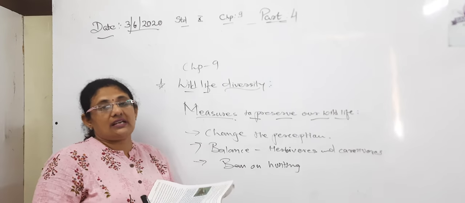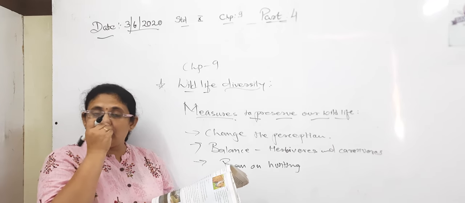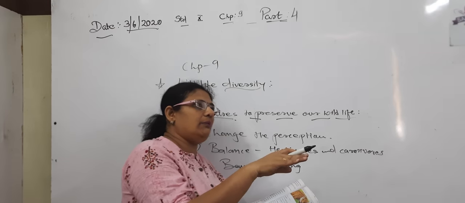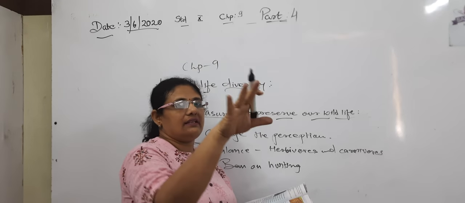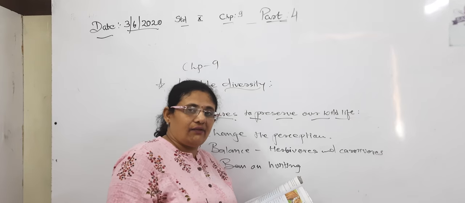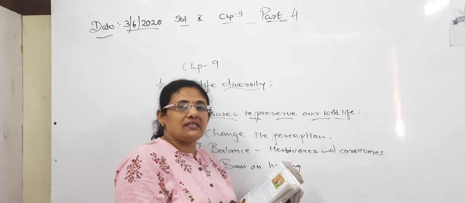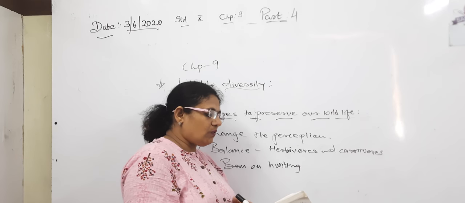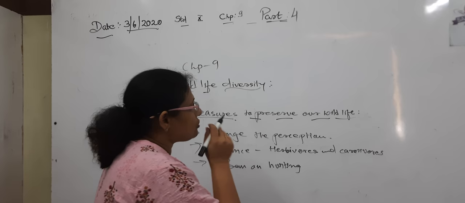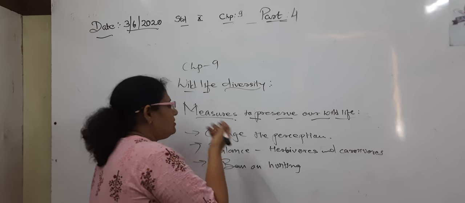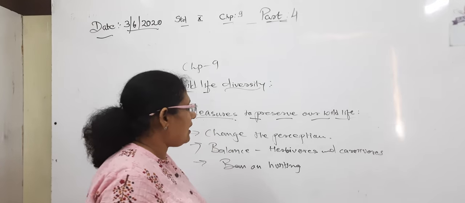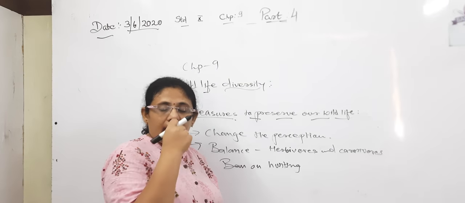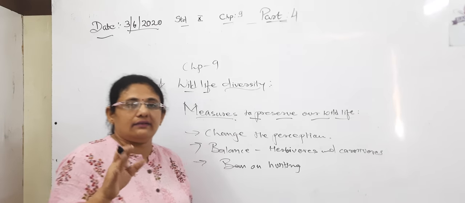It is very necessary that priority should be given to the wildlife, right? So the main force will be made to see how we can save the wildlife or how we can save the forest. Everything plays a very important role. So this is about the measures to preserve our wildlife, right? Change the perception, balance herbivores and carnivores, ban hunting, more awareness should be created. So all this should be done.